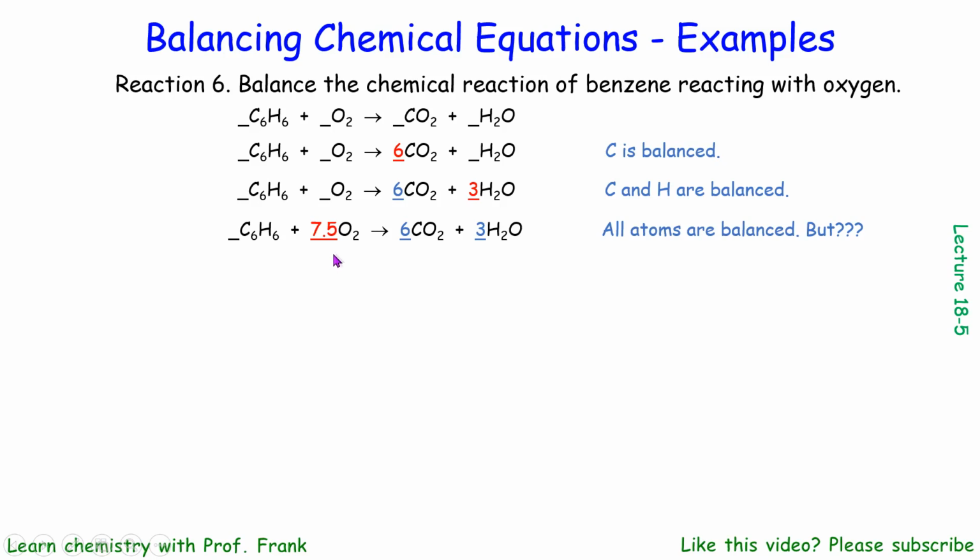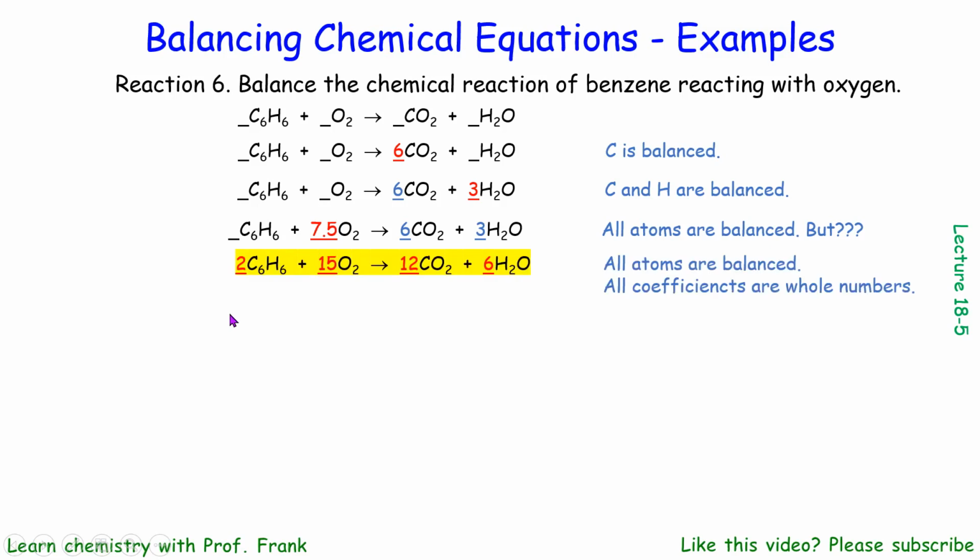Multiply by 2. But if this term is multiplied by 2, you have to do the same for all of the other terms. So for benzene, you should have a coefficient of 2. For oxygen, a coefficient of 15. For carbon dioxide, 6 times 2, 12. Water, 6. And now all atoms should be balanced, and all coefficients are whole numbers.